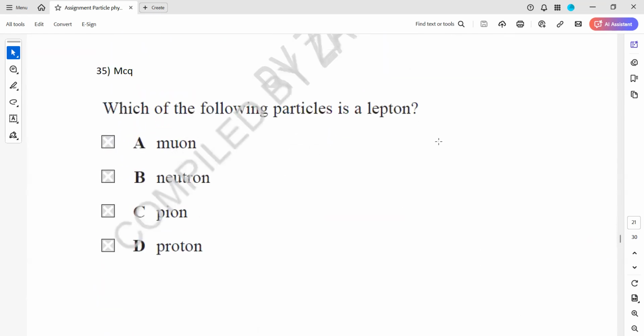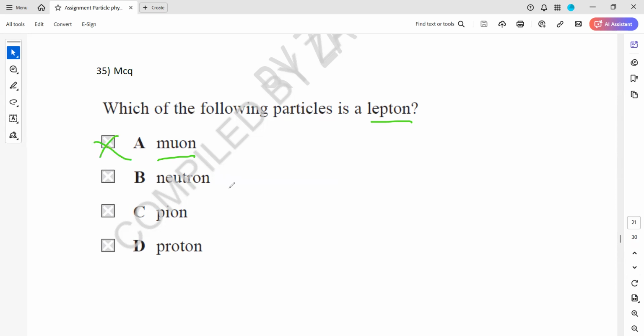Which of the following particles is a lepton? If you want to work out the lepton, how will we know which particle is a lepton? Leptons and quarks are the fundamental particles. So what is a muon? The leptons are electron, electron neutrino, tau, tau neutrino, muon, muon neutrino. So muon is a lepton.